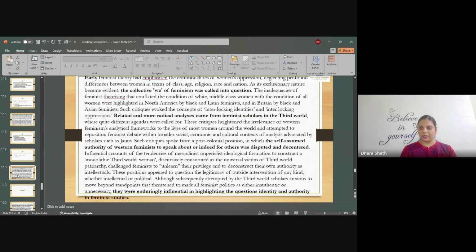As you can see here, the collective view of feminism, related and more radical analysis came from feminist scholars in the third world. The self-assumed authority of Western feminists to speak about. They were enduringly influential in highlighting the questions, identity and authority in feminist studies. Okay?